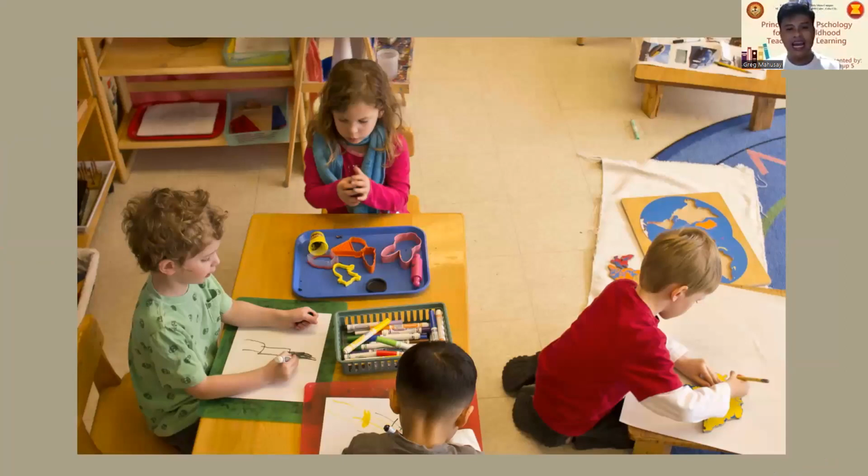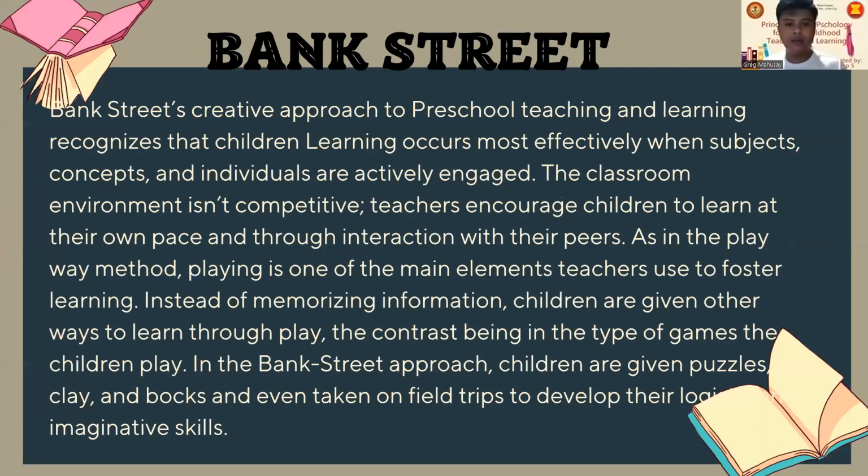So just like that example, we got also another teaching method. So we have the Bank Street. The Bank Street, just like for the example, has a lot of things to do. But in here, in selection of teaching method, it says that its creative approach to preschool teaching and learning recognizes that children's learning occurs most effectively when subjects, concepts, and individuals are actively engaged.